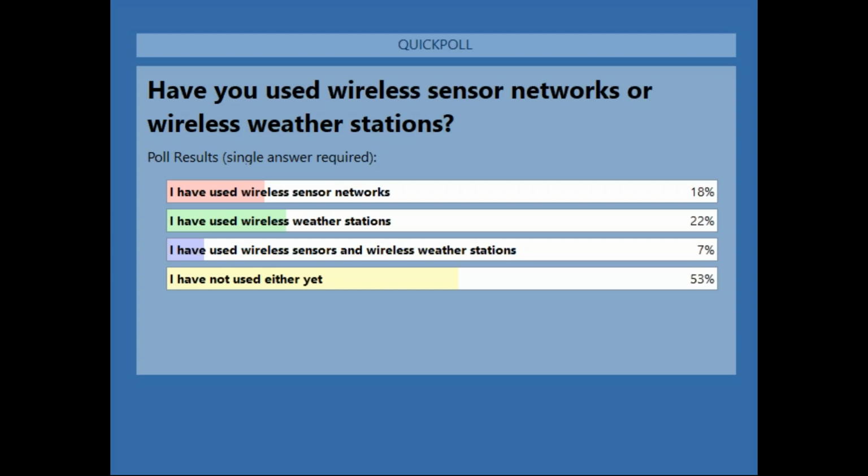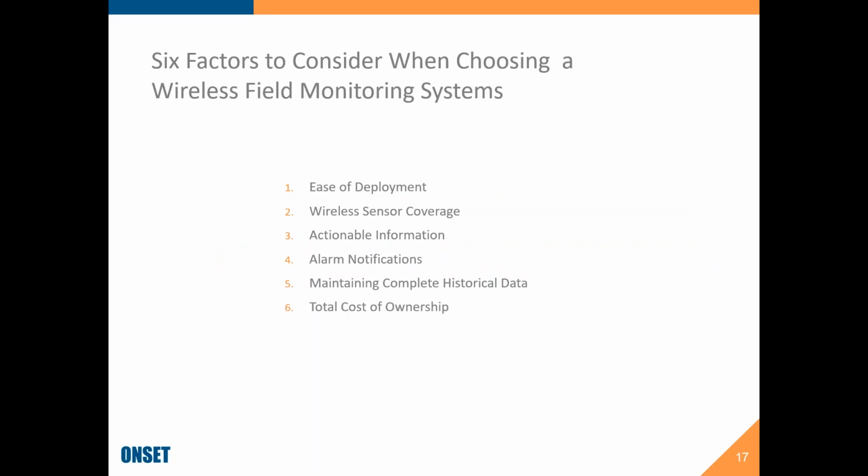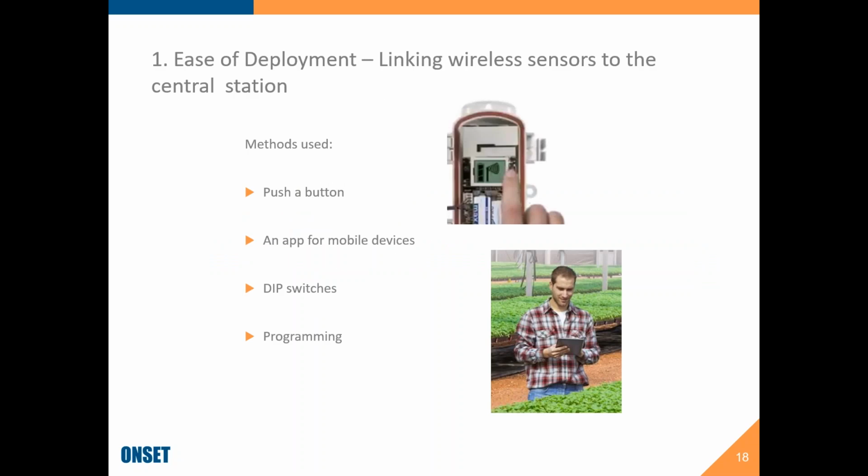So with that bit of background, let's get into 6 factors to consider when choosing a wireless field monitoring system. We'll just go through these in order. Again, this is not covering everything you need to look at, but these are the prime categories, and we can talk about some of the other things later. Let's jump right in. So ease of deployment.